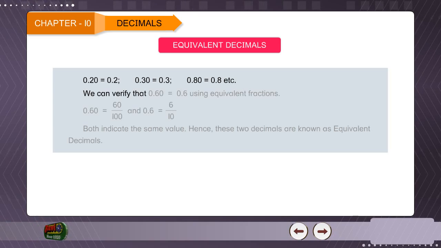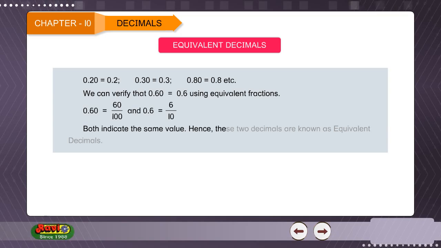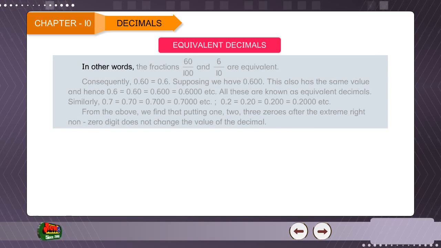We can verify that 0.60 is equal to 0.6 using equivalent fractions. 0.60 is equal to 60 by 100 and 0.6 is equal to 6 by 10. Both indicate the same value. Hence, these two decimals are known as equivalent decimals. In other words, the fractions 60 by 100 and 6 by 10 are equivalent. Consequently, 0.60 is equal to 0.6.